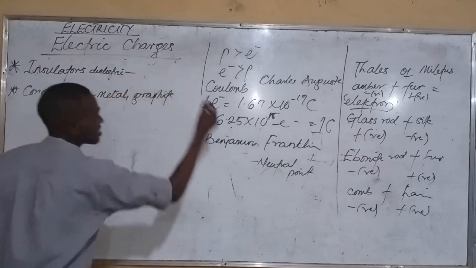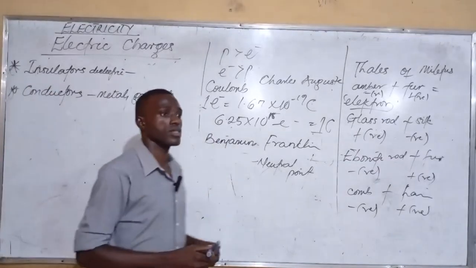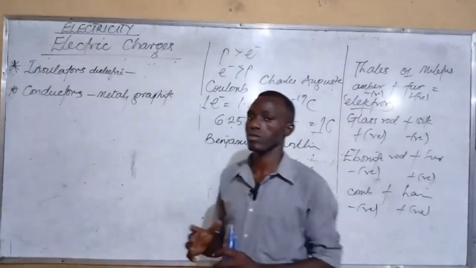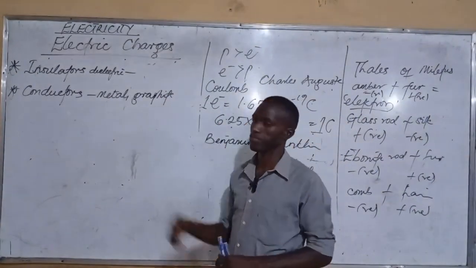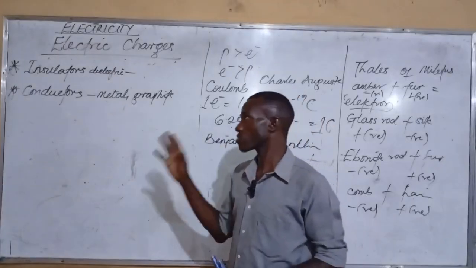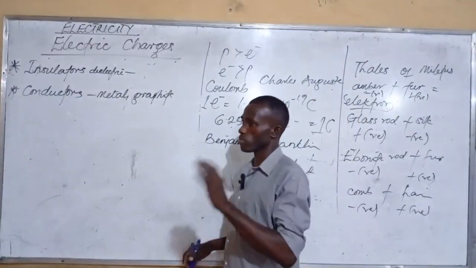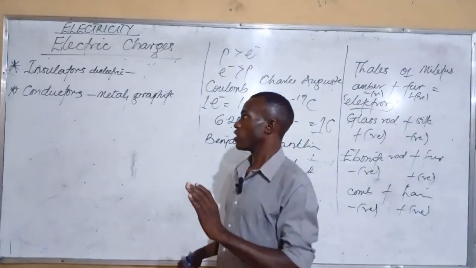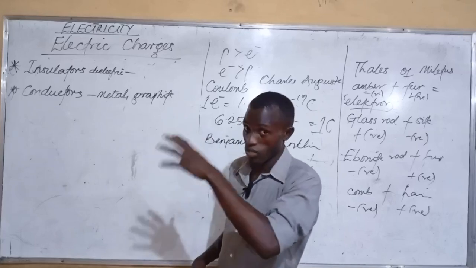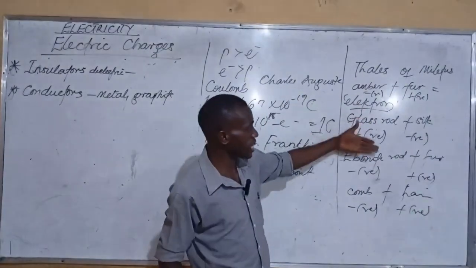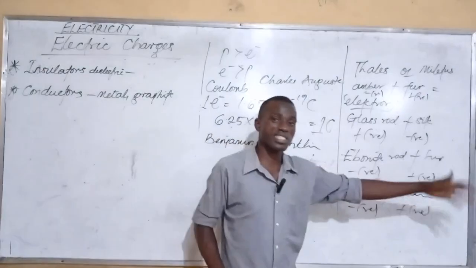Then this one: plastics, rubbers, glass, ceramics, they are non-conductors. Just call them non-conductors or insulators. But they do have electrical properties, and that's why they can be charged. So these things that are being done here, glass rod plus silk, is a method of charging.